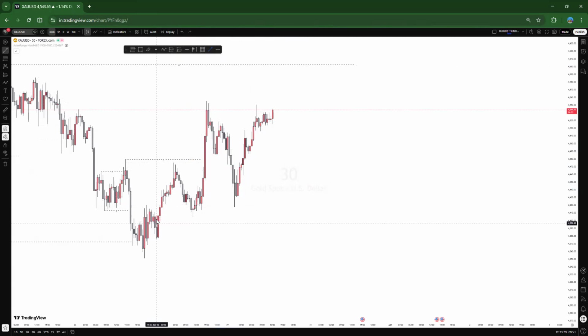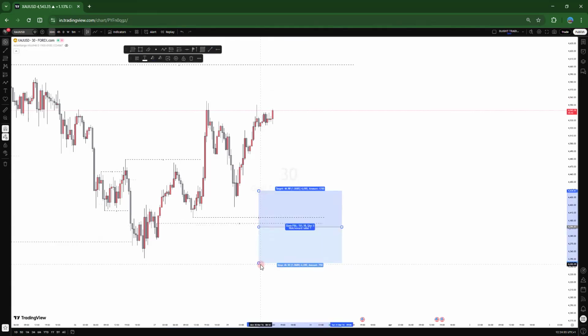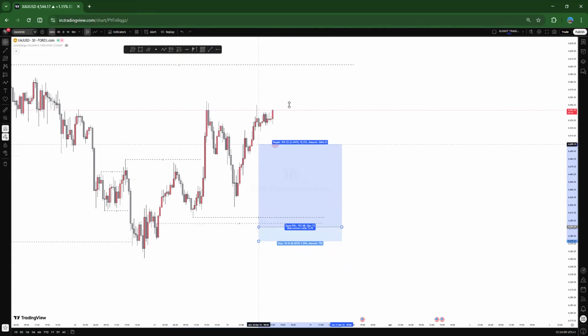There's this demand here that has not been taken, that has not been pushed. So I'm seeing this as liquidity. Okay, so I'll put this in as my liquidity, and I'll be ready to take a trade from here. My entry is a bit below here, but that's a sniper entry. Then my stop loss is here.